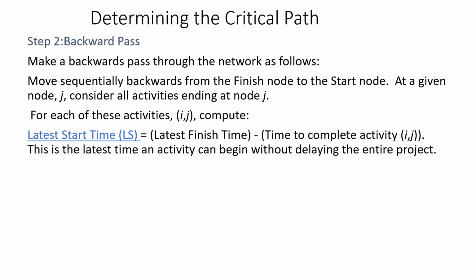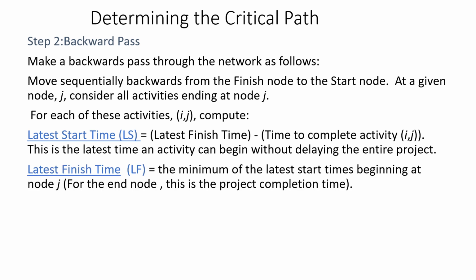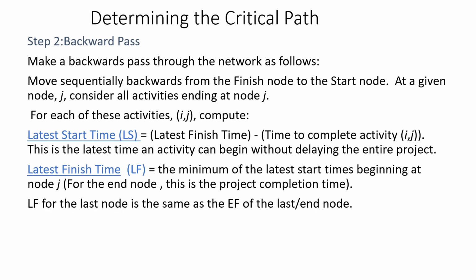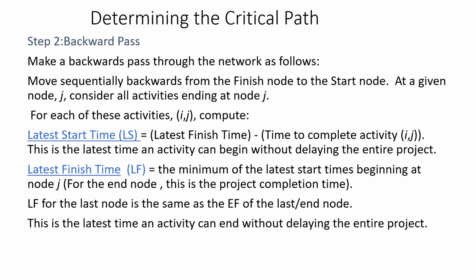Latest start time is the latest time an activity can begin without delaying the entire project. Then we calculate latest finish time or LF. LF is the minimum of the latest start times beginning at node J. For the end node, this is the project completion time. It is important to remember that the latest finish time LF for the last node is the same as EF of the last or end node. This is the latest time an activity can end without delaying the entire project.